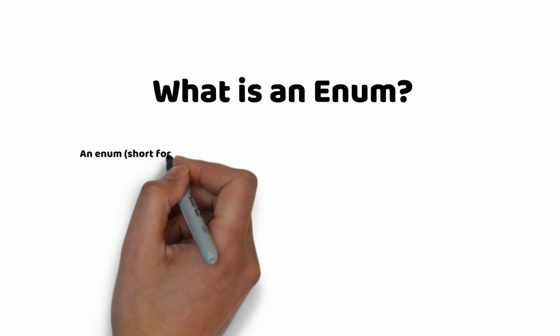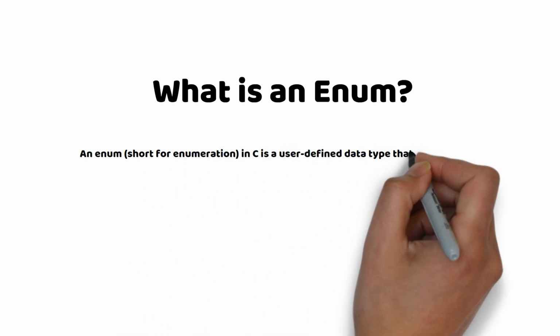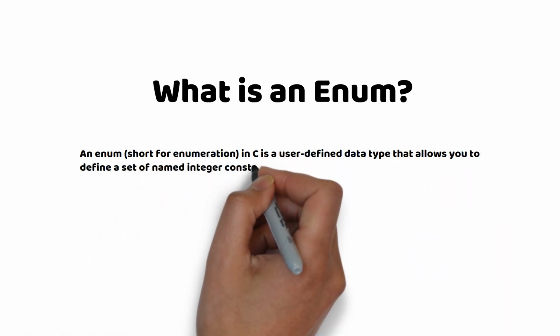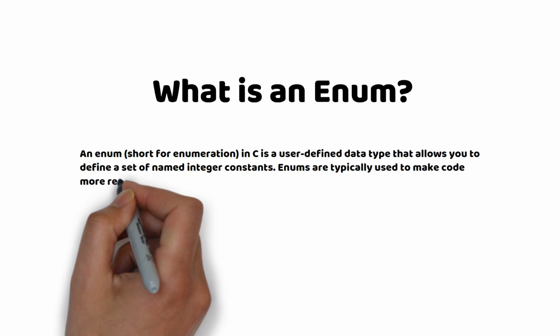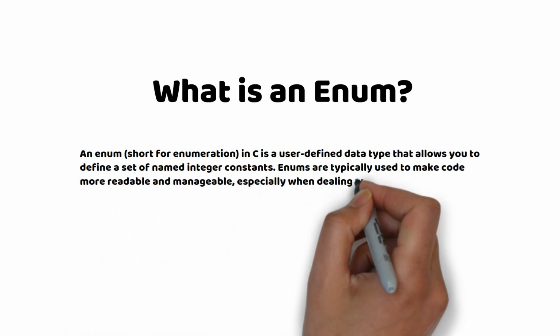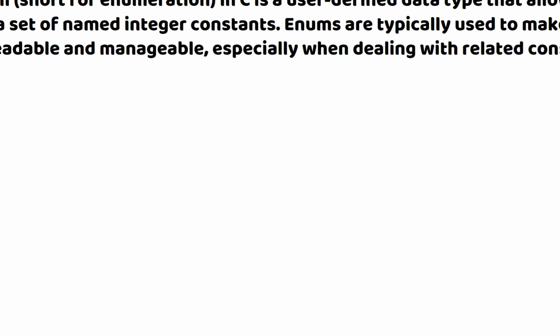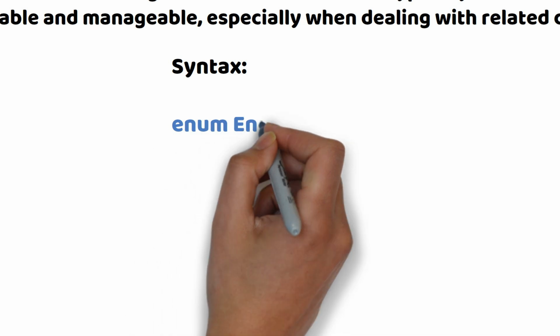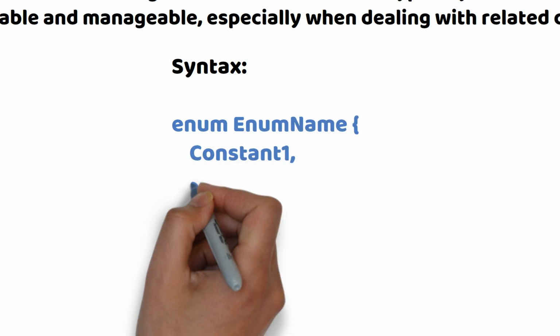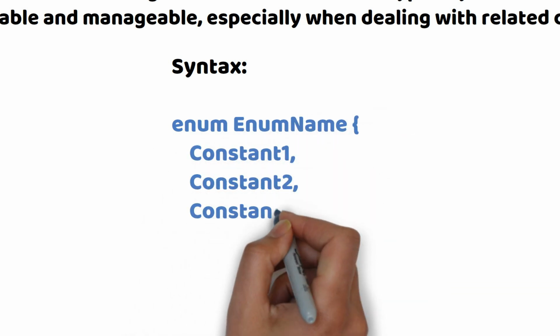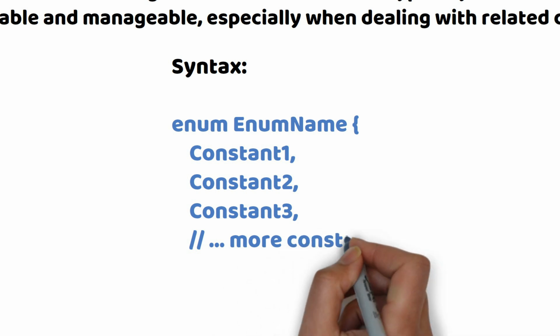Let us now move on towards what exactly is an enum. An enum or enumeration in C is a user-defined data type that allows you to define a set of named integer constants. Enums are typically used to make the code more readable and manageable, especially when dealing with related constants. An enum is internally represented as an integer in the memory.